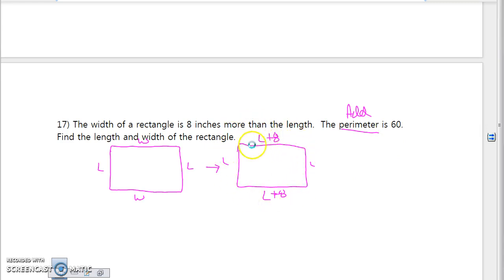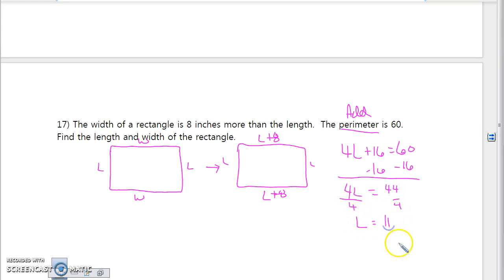So combine like terms: L, L, L, L. There's 4 of them, so 4L. 8 plus 8 is 16, and this all equals 60. So minus 16, 4L equals 44, and then L equals 11. Now, that's our length, but we know our width is what? 8 more than that, so width is 8 plus 11, which is 19.